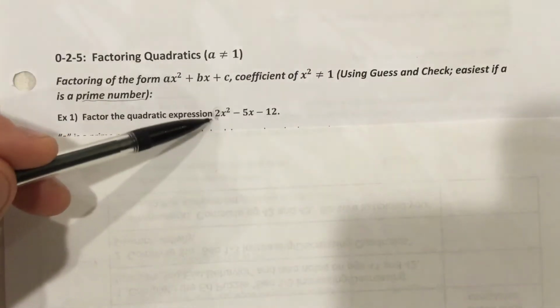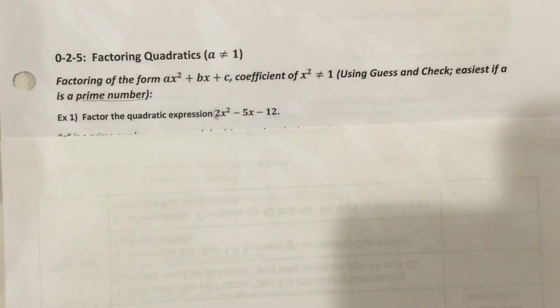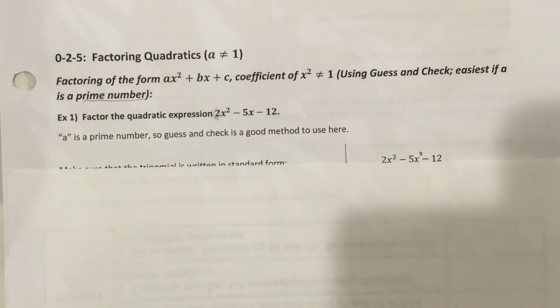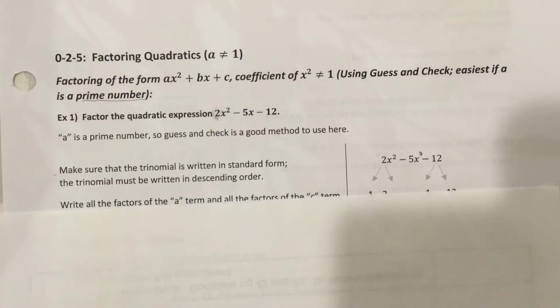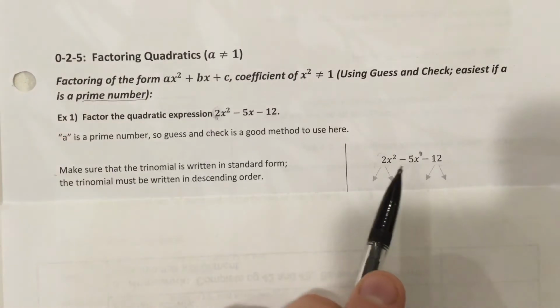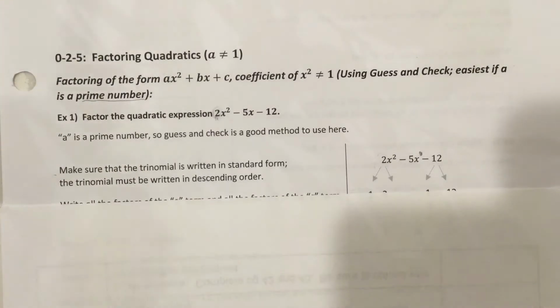So if we look at this expression, our a is 2. The only thing that multiplies to 2 is 2 and 1. So 2 is a prime number. So here are your steps. Make sure it's in standard form, which this is. It goes x squared, then x, and the constant.